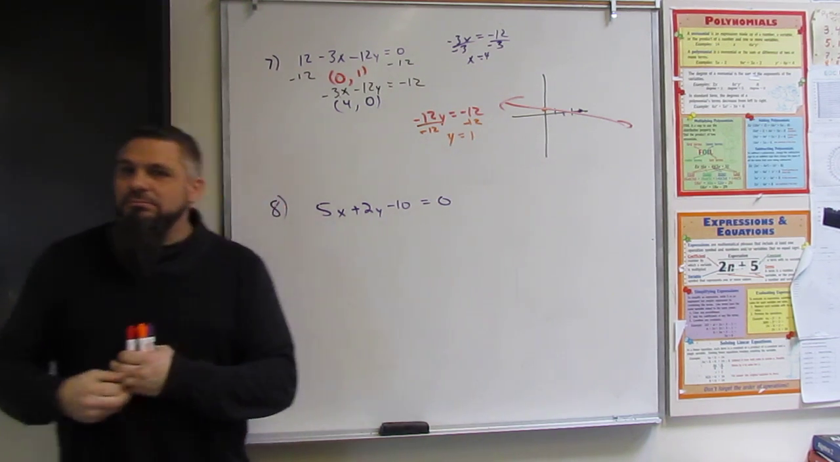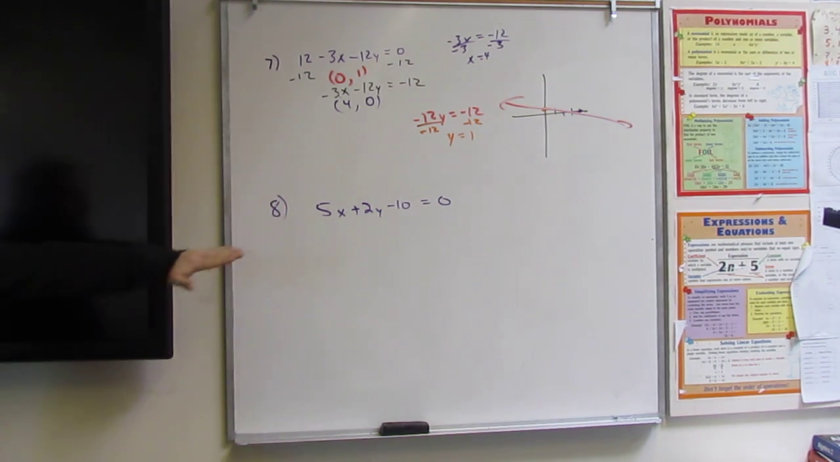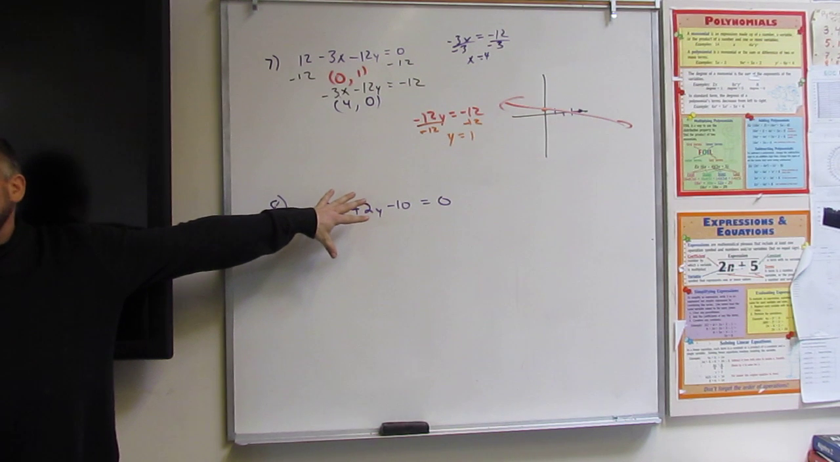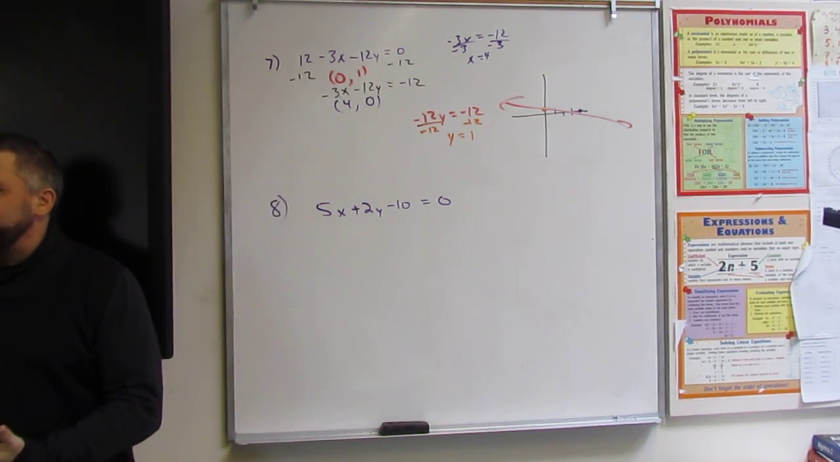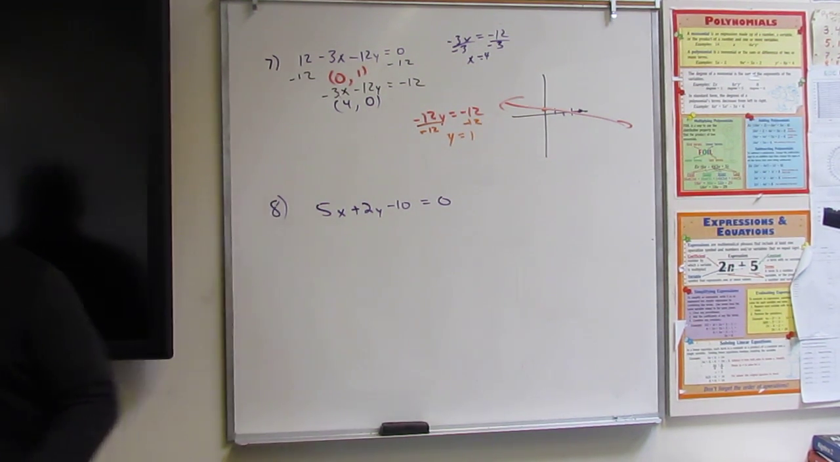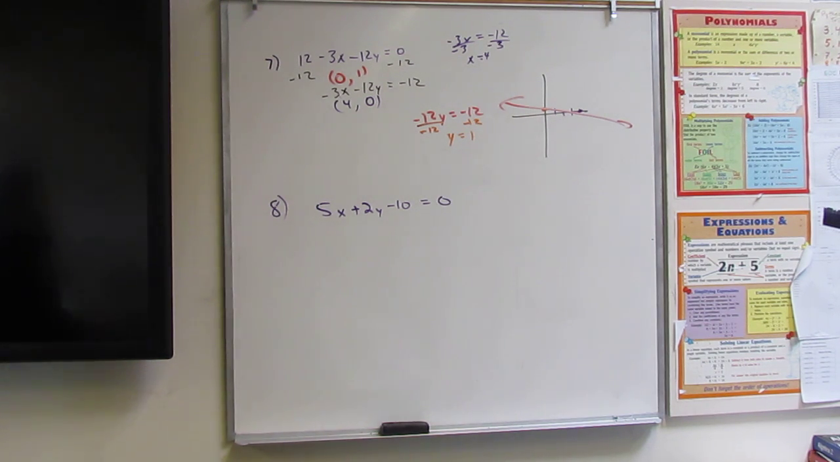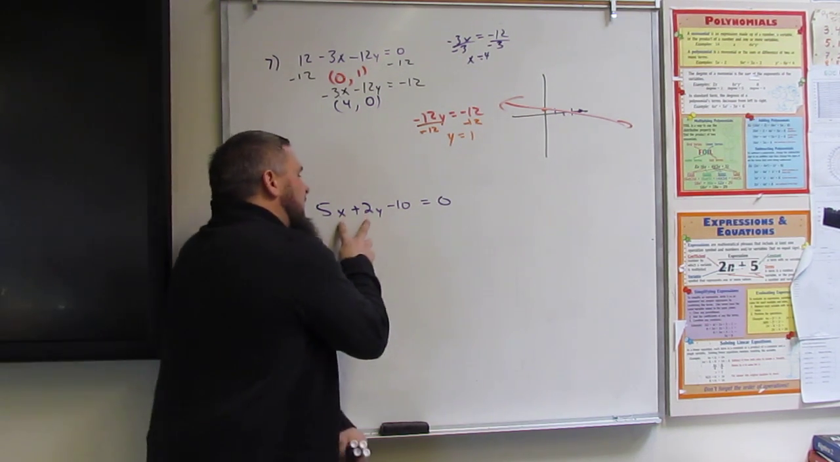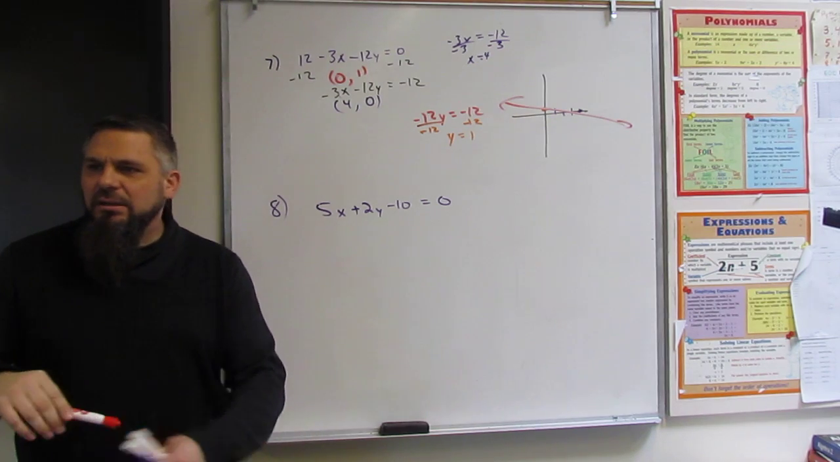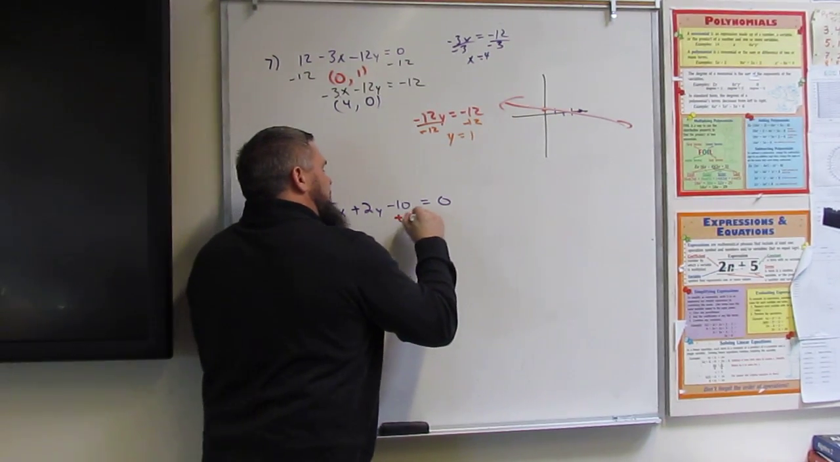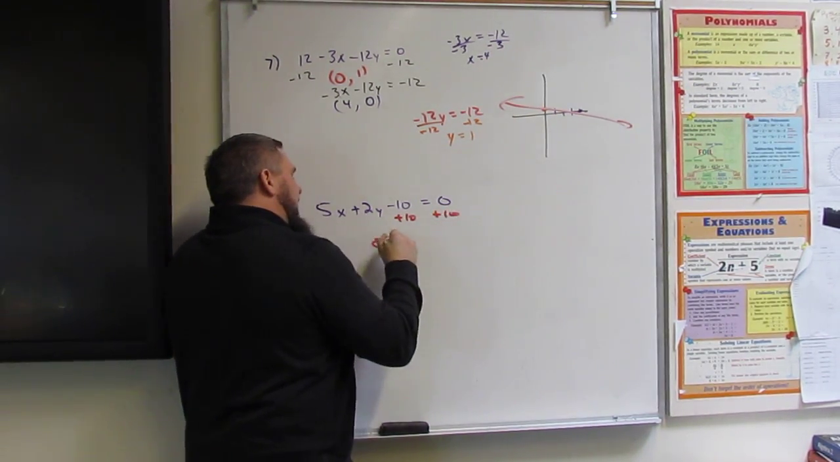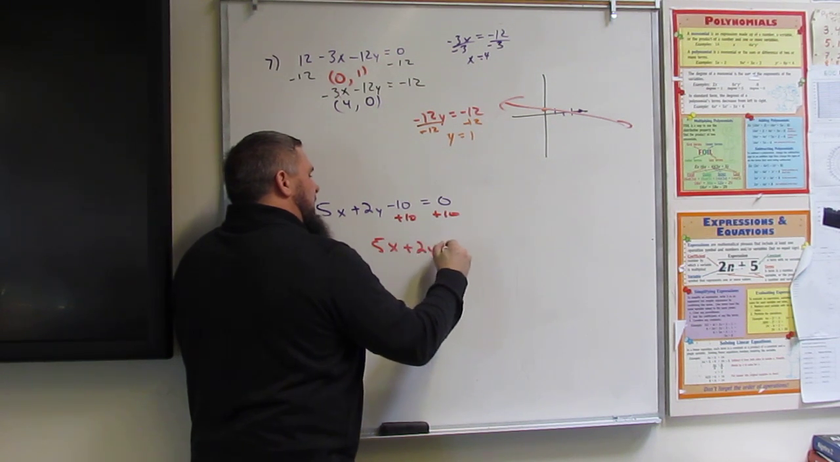Again, they're throwing this at you with this extra negative 10 in there. What are we going to do with that negative 10? Move it. Add 10. We just got to get this so it's x and y on one side. So, plus 10, plus 10. So I get 5x plus 2y equals 10.